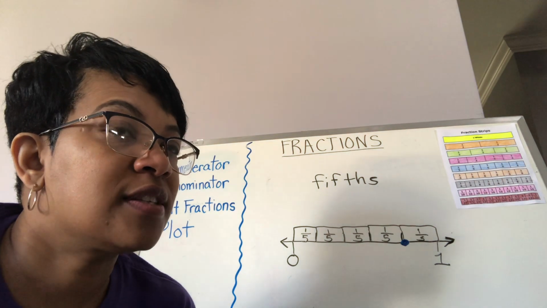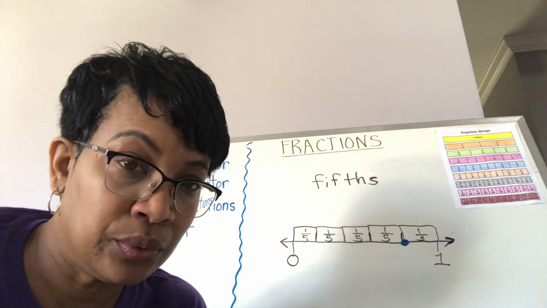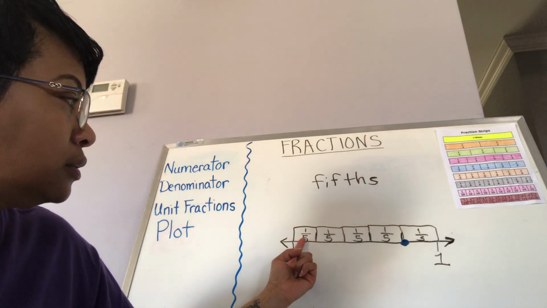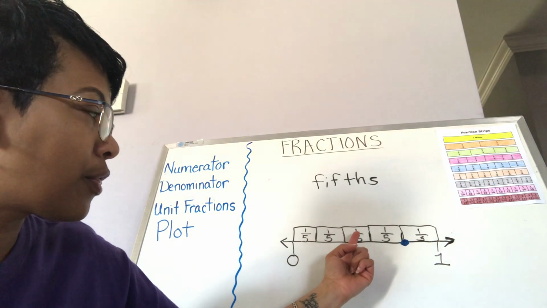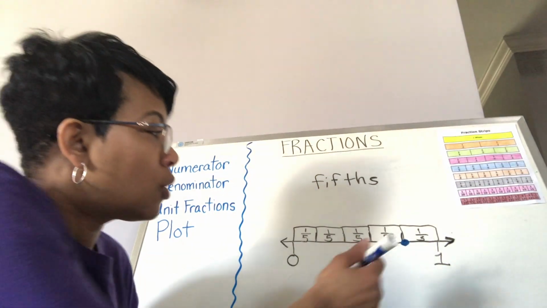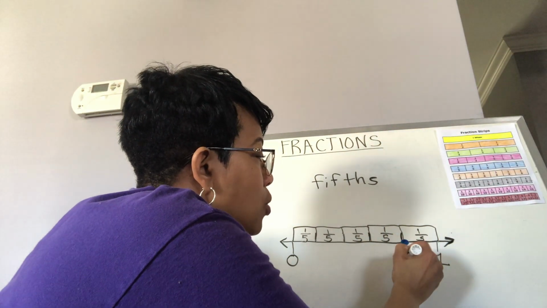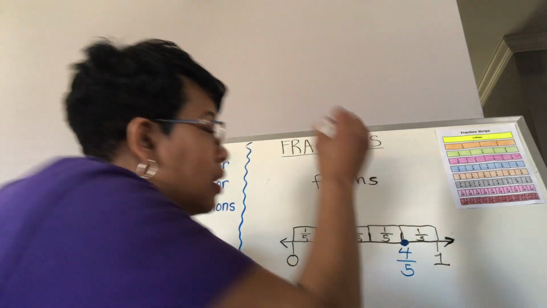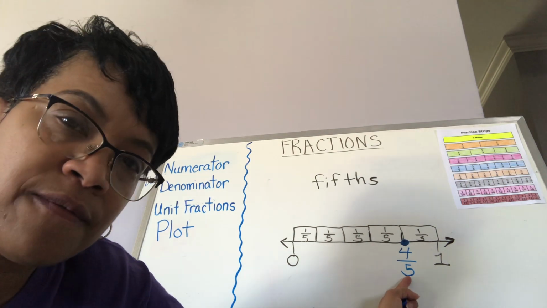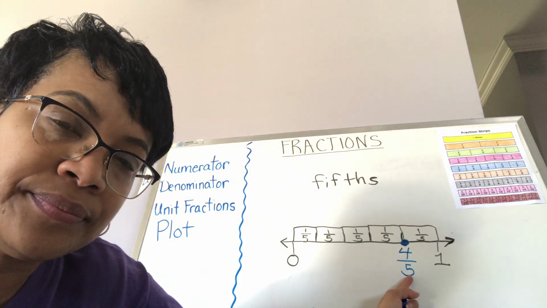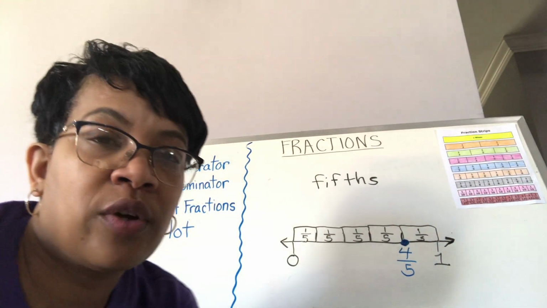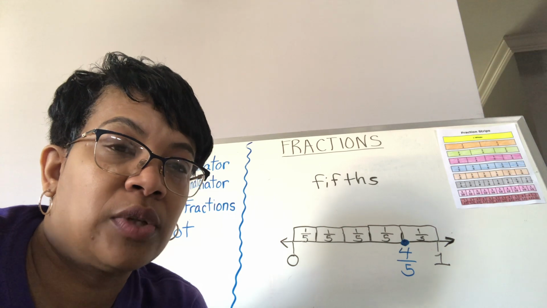All right, if you guys counted, I'm going to count 2, and let's see what fraction we come up with. 1, 2, 3, 4. Very good. So, at the point, I plotted the fraction 4/5. Everybody say that. 4/5. Very good. So, now I know where 4/5 belongs on this number line.